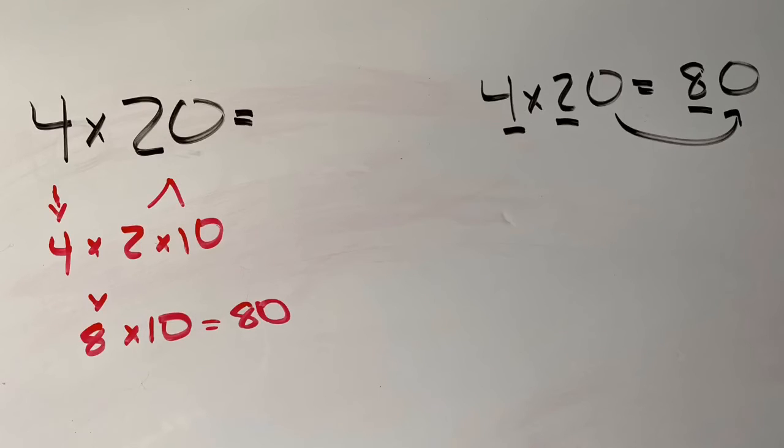If we take an equation like this, 4 multiplied by 20, it might look a little complicated at first, but we can break the 20 down to 2 multiplied by 10, and then bring the 4 down. 2 multiplied by 4 is 8. 8 multiplied by 10 is 80.